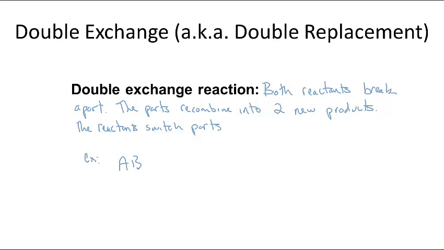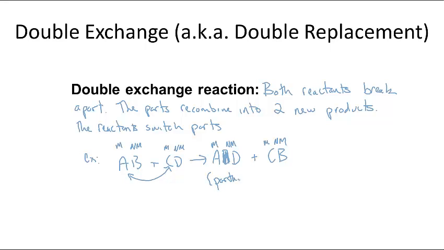is AB plus CD makes AD plus CB. Now, the way I wrote it like this, if these are ionic compounds, and in double replacement, double exchange, they tend to be ionic. We have metal and nonmetal, metal and nonmetal. So the A and the C are just going to switch places. You can also think of it as the B or the D switching places. So here, you're always going to have metal, nonmetal, metal, nonmetal. And I prefer to think of this as the partner swap.